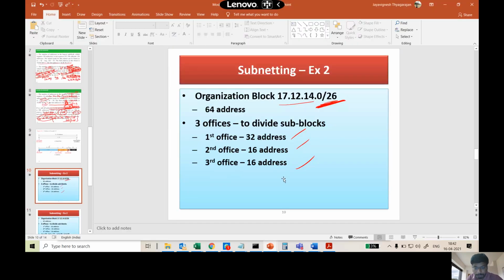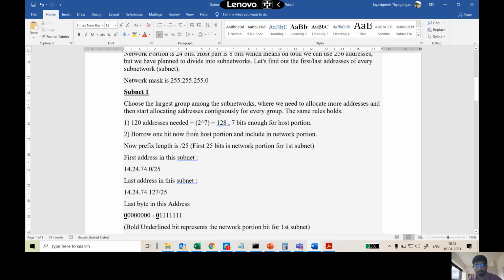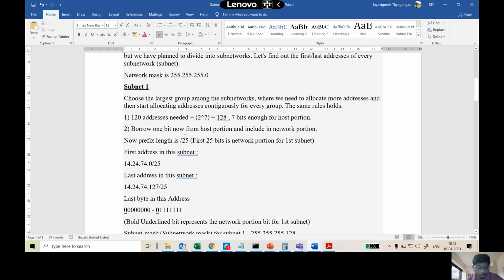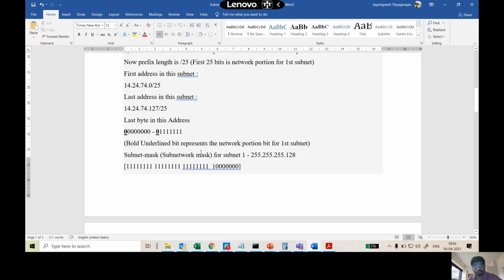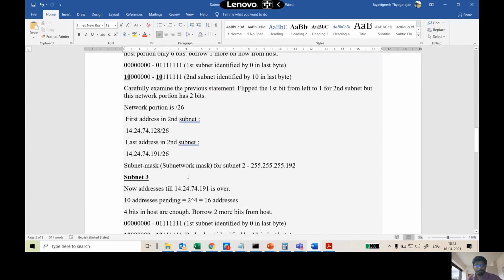And meanwhile, there's an interesting thing. Refer to the subnetting example in the document; whatever I've explained to you, I have documented neatly. You could apply this to the homework problem that I told you. If you have any doubts, you could post them in the WhatsApp group.